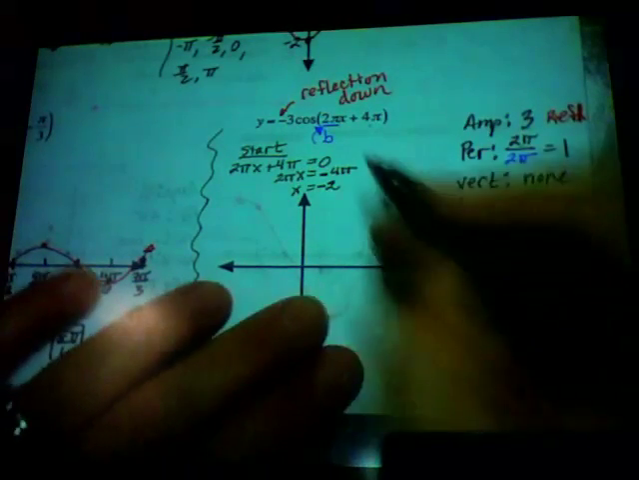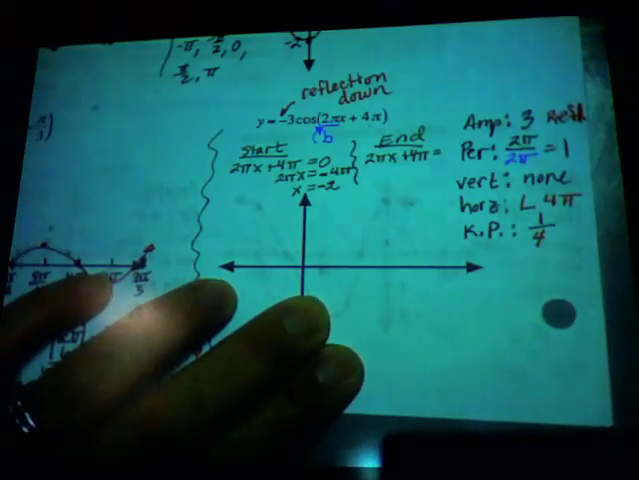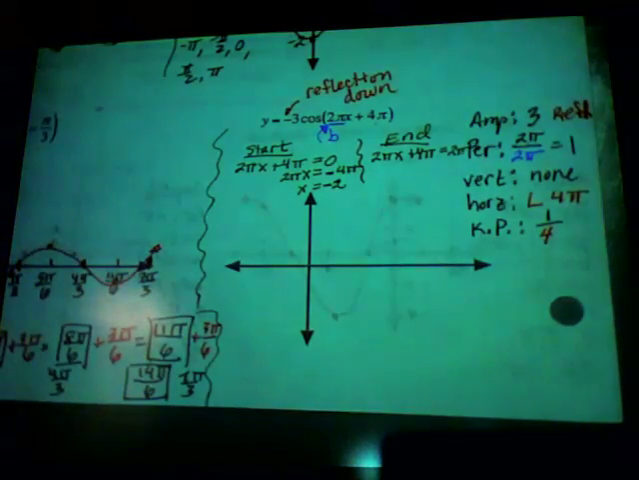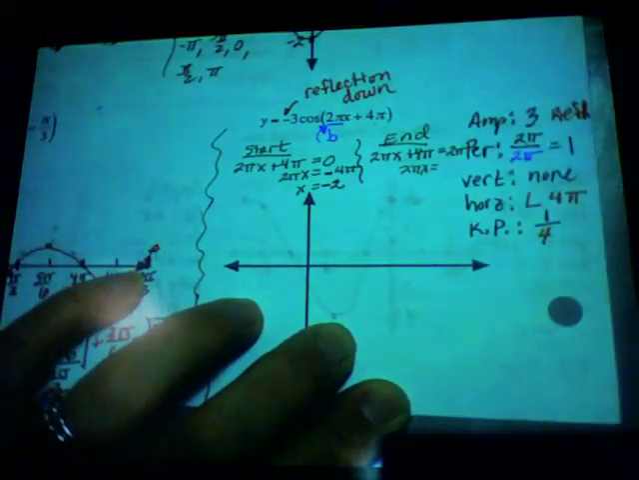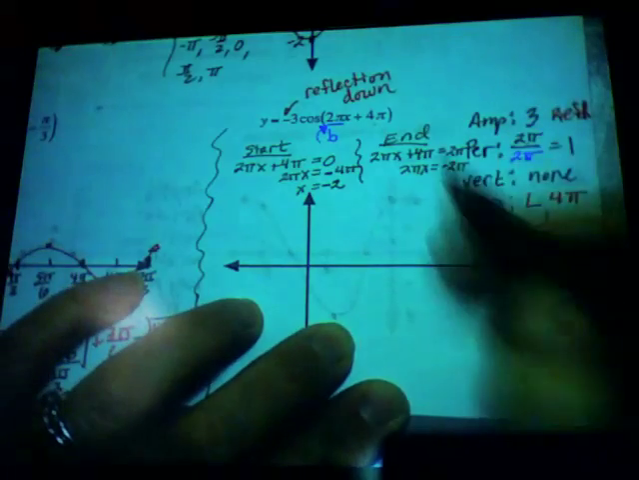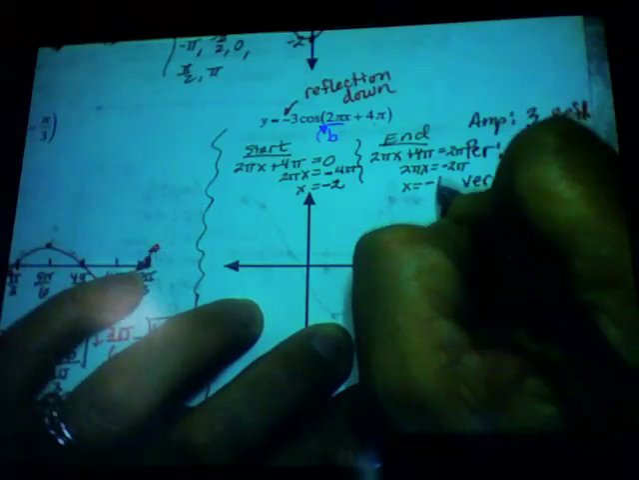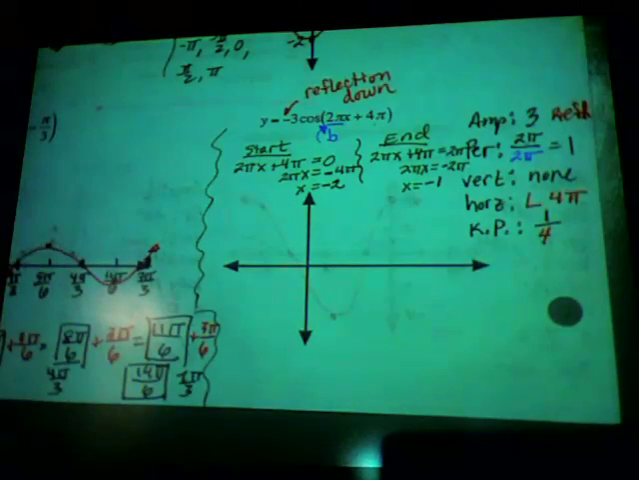Our end, or our finish, we're going to take the 2 pi x plus 4 pi and set it equal to, where do we normally finish? 2 pi, right? That's our normal finish, usually at 2 pi. So solve for x. What do you do first? Subtract 2 pi. What's 2 pi minus 4 pi? Negative 2 pi. Then to solve for x, what's negative 2 pi divided by 2 pi? Negative 1. So we're going to start at negative 2 and end at negative 1, and we're going to count by fourths in between.